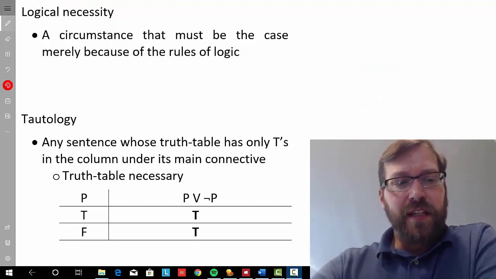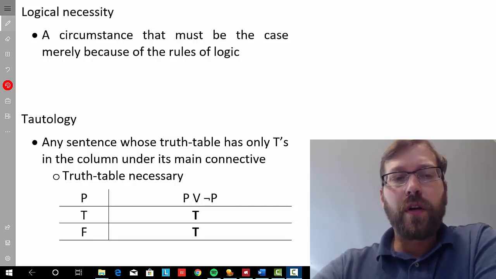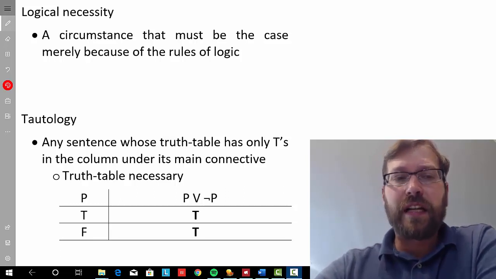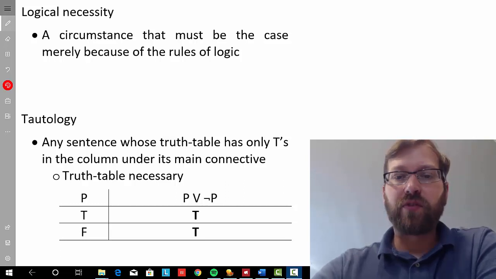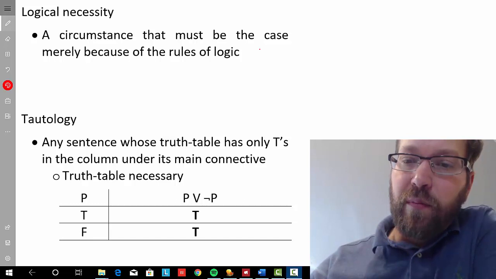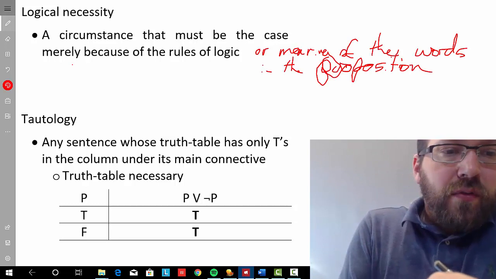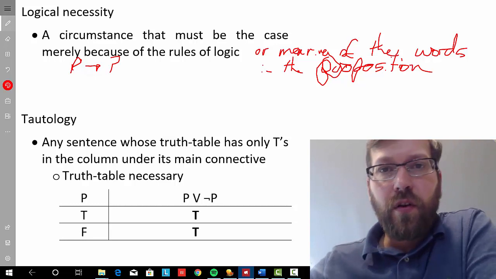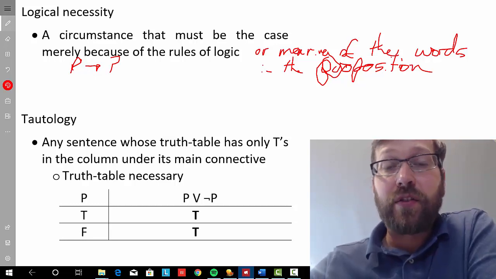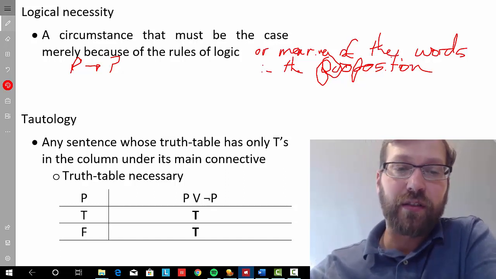All right, so let's talk about logical necessity, tautology, and their relationship to one another. So a statement that's logically necessary is one that must be true. It's when a circumstance must be true merely as a result of the rules of logic or the meaning of the words. We've already seen a couple of examples. One was if P, then P. So, for instance, if the grass is green, then the grass is green. Of course, that's a true statement. If it's true that the grass is green, then it's got to be true that the grass is green.